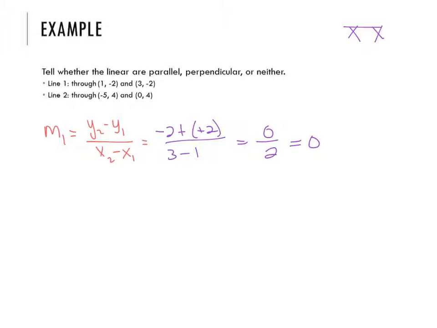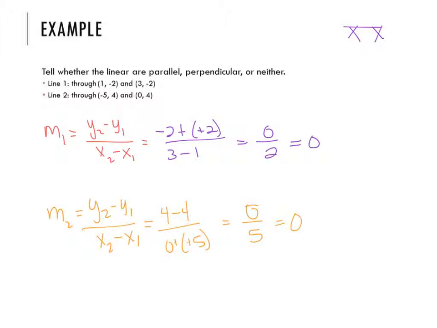Okay. And the slope of my other line, let's see here, y2 minus y1 over x2 minus x1. It's going to be 4 minus 4 over 0 minus a -5. Which is going to be 0 over 5, which is 0. Those slopes are exactly the same, so these two lines are parallel.